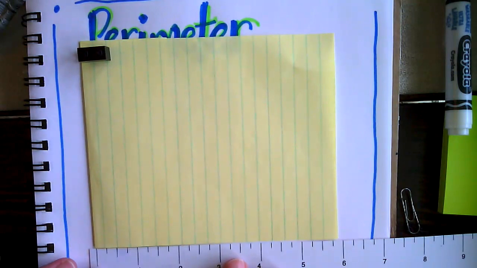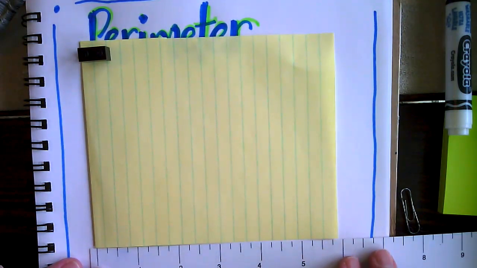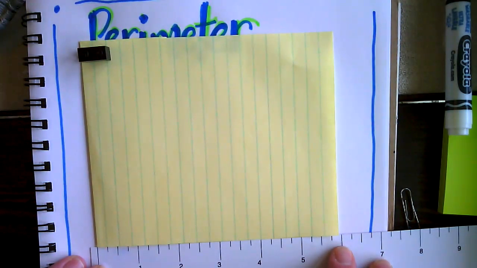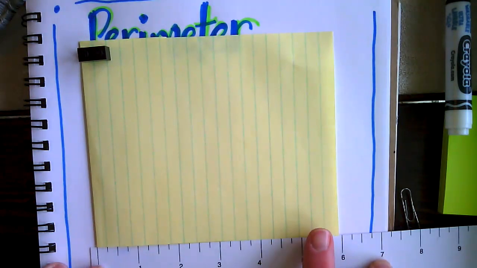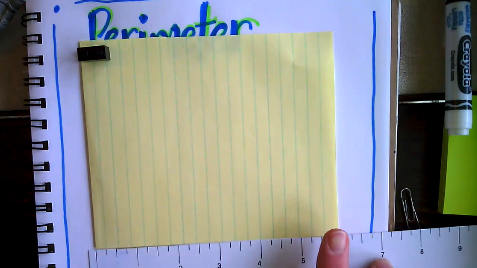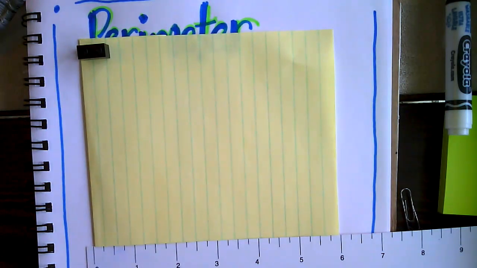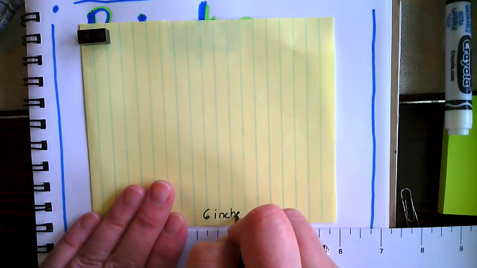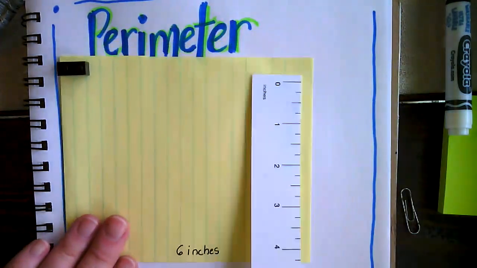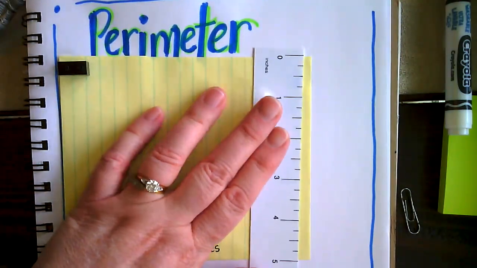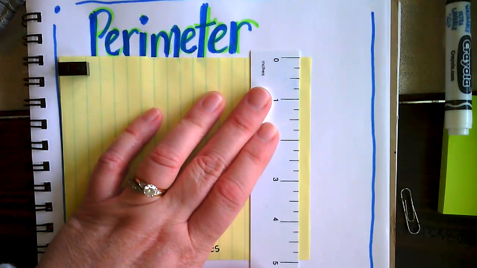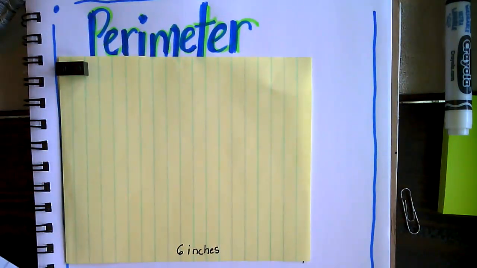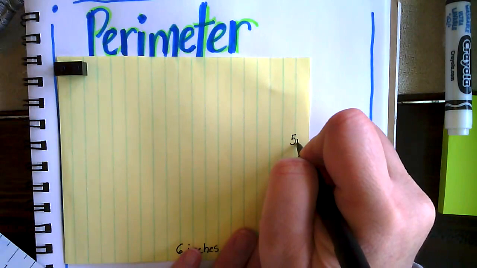So starting at this edge, all the way over, it is about 6 inches long. It's pretty close to 6 inches. So we'll label that 6 inches to keep it simple. So this side is 6 inches. Okay, let's label this side of the piece of paper. My zero's at the edge, and it's right at the 5. So this side of the paper is 5 inches.